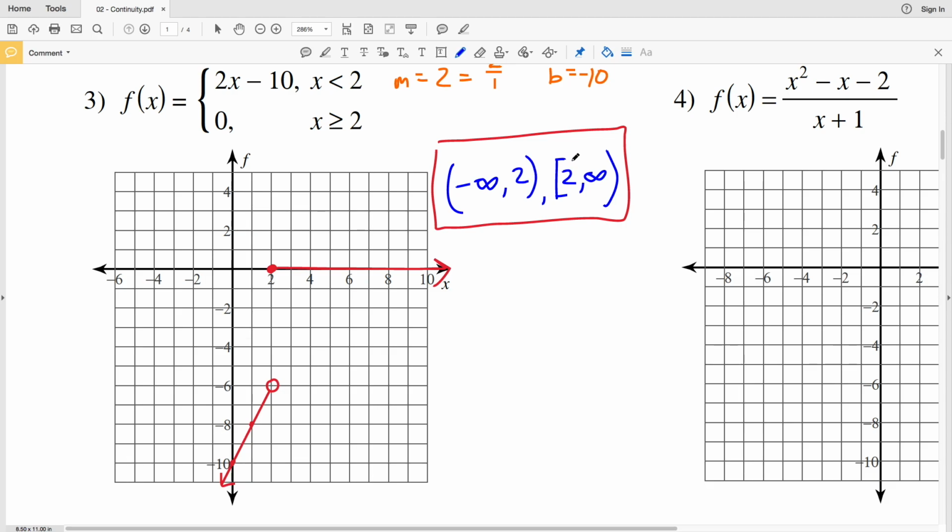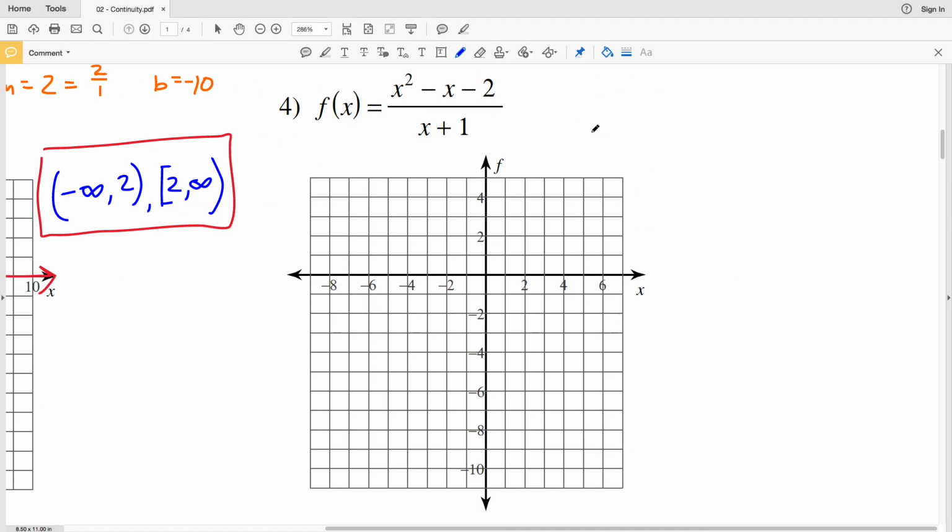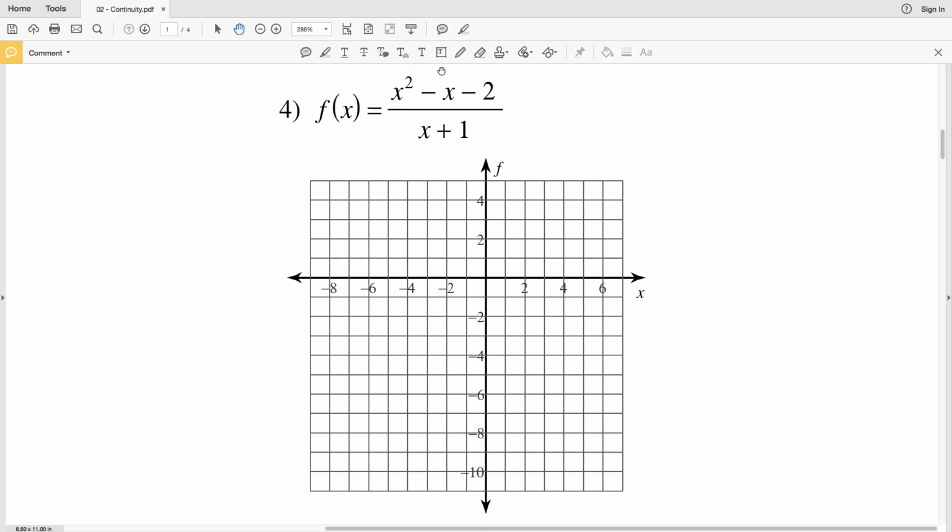Those are the intervals of continuity for number 3. Now on to number 4. For number 4, I can tell the point of discontinuity right away, and that will help me solve for my interval. Remember, we cannot divide by 0, so when this denominator equals 0, that x value is a point of discontinuity. So x plus 1 equals 0 when, subtracting 1 from both sides, x equals negative 1.